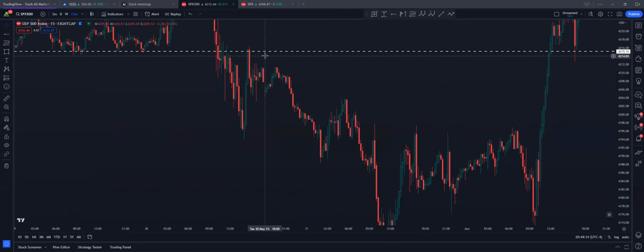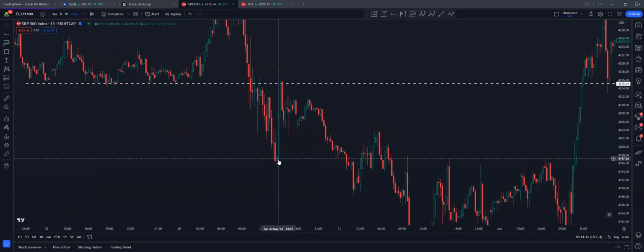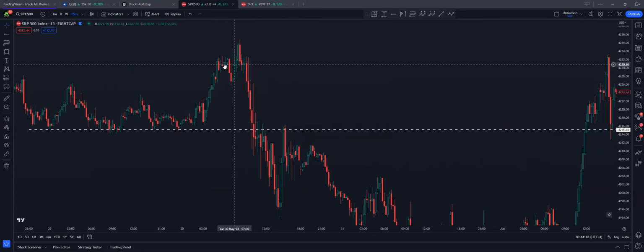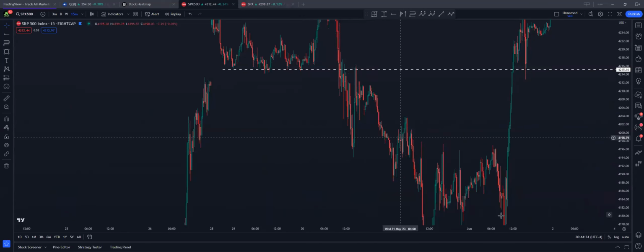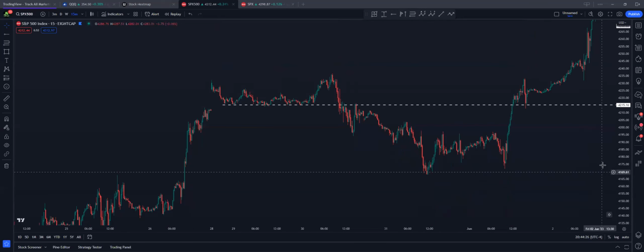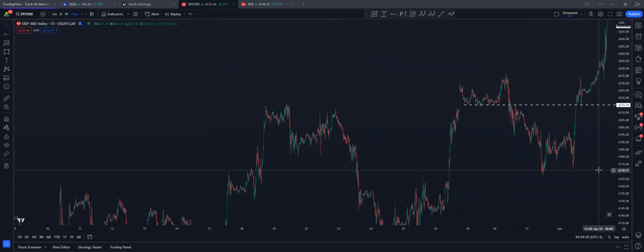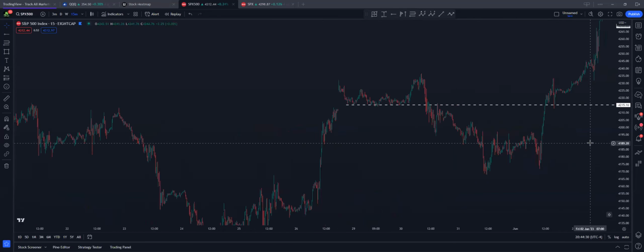So you could have taken this short right there at the retest because you got the breakdown of support, your retest, and you had a bearish formation before the breakdown. So you see, price moves down, it comes back into support, and boom, it moves down again.